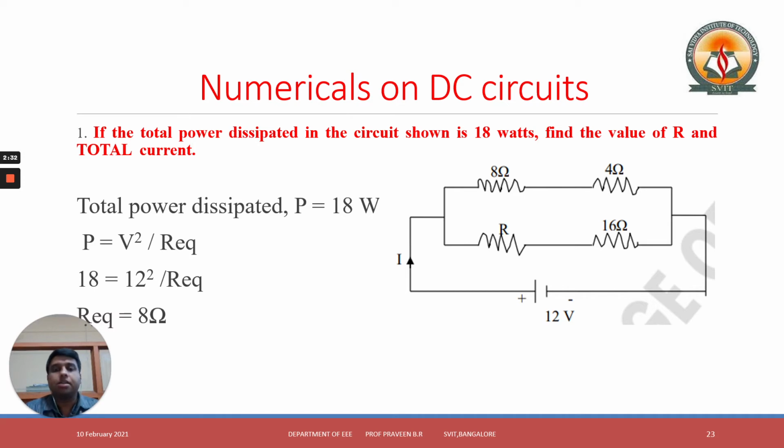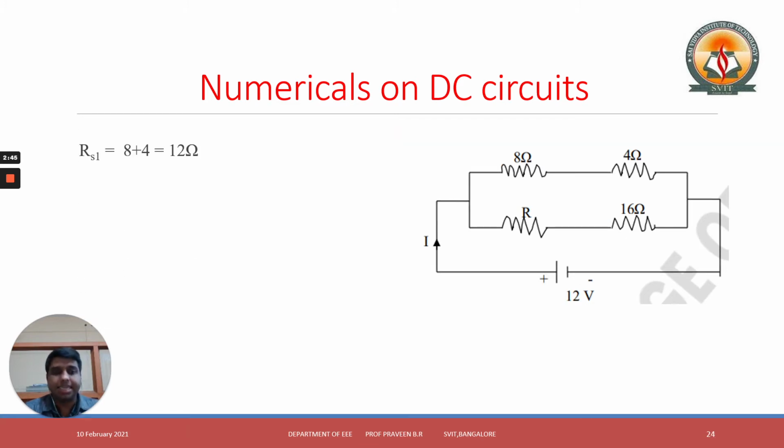Next, we calculate the value of R. To calculate the value of R, I first calculate the series combination, that is 8 ohm and 4 ohm. So when two resistances are connected in series, that is 8 ohm and 4 ohm, the total resistance is 12. The next combination, R and 16 are connected in series, so we get 16 plus R. These two combinations are connected in parallel, so 12 and R plus 16 are connected in parallel. So I apply equivalent resistance RS1 into RS2 divided by RS1 plus RS2.